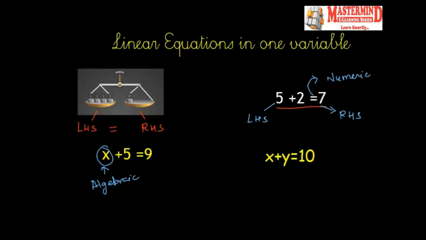Now if you look at this one, this has got x plus y equal to 10. It has got two variables, x and y. Such an equation would be called an algebraic equation in two variables. In this video, we are going to learn how to find solutions to algebraic equations in one variable and see the different methods of solving them. So let's get started.